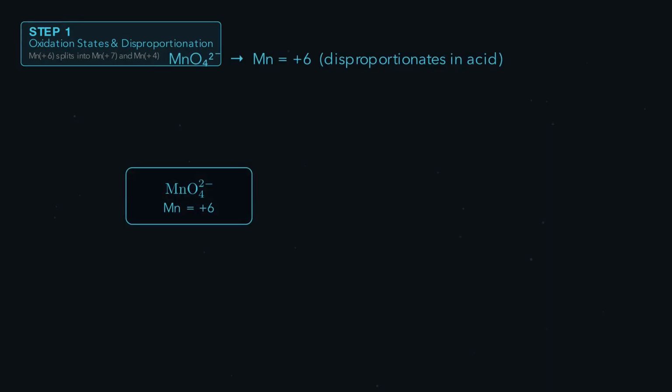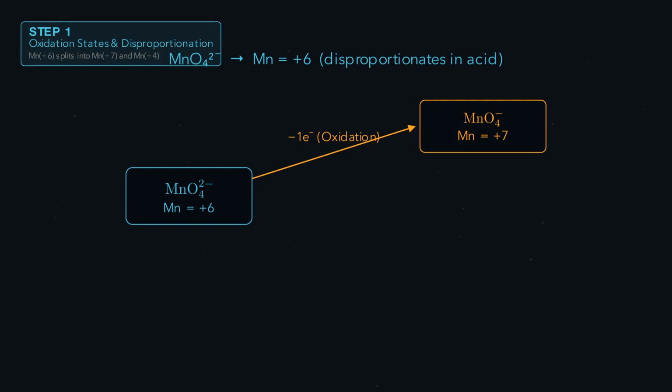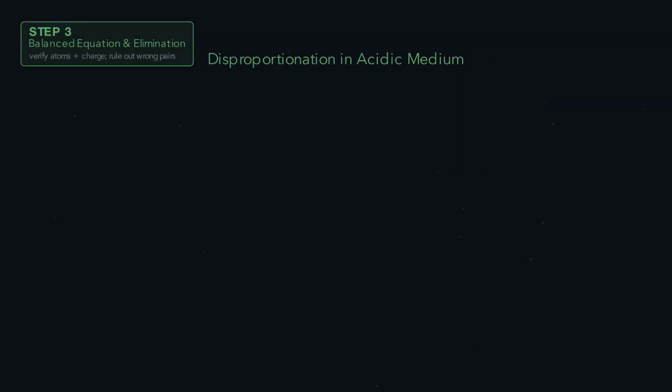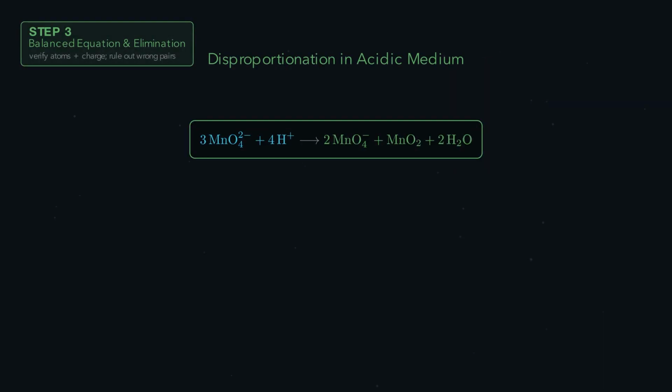In manganate ion, manganese is at oxidation state +6. Disproportionation means this same species acts as both oxidizing and reducing agent. Part gets oxidized to +7, forming permanganate ion. The other part gets reduced to +4, forming manganese dioxide. For electron balance, 2 permanganate ions form for every 1 MnO2.